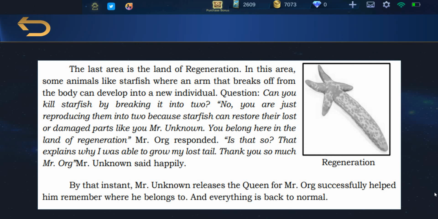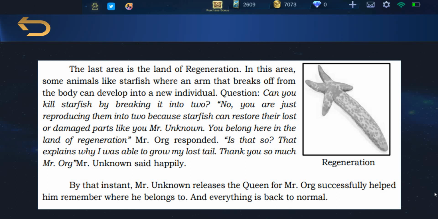The last area is the land of regeneration. In this area, some animals like starfish, where an arm that breaks off from the body can develop into a new individual. And this is the question. Can you kill starfish by breaking it into 2? Mr. Org answered, no, you are just reproducing them into 2 because starfish can restore their lost or damaged parts like you. Mr. Unknown, you belong here in the land of regeneration.